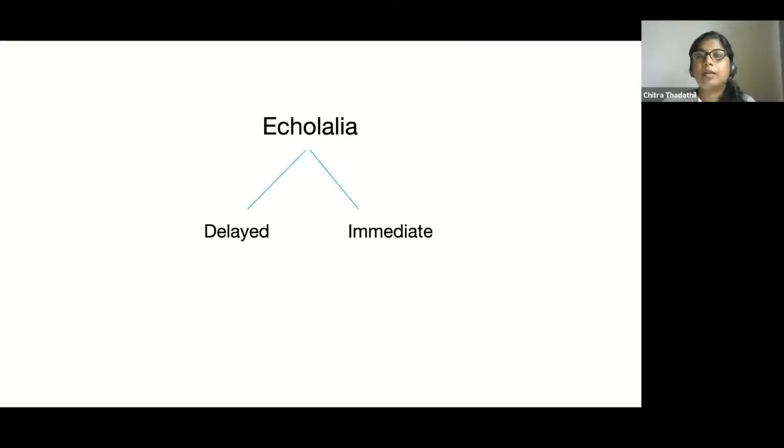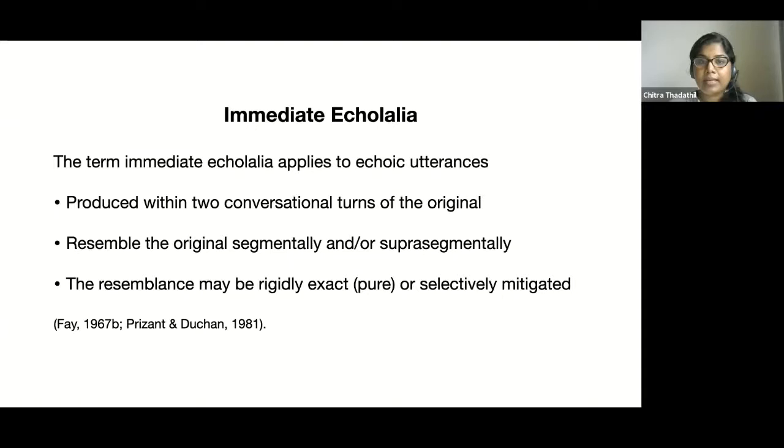Now, echolalia can be delayed or immediate. Immediate echolalia has this as a definition, and I'm going to explain it to you. The term immediate echolalia applies to echoic utterances produced within two conversational turns of the original. For example, I ask the child, "How are you?" And the child in return asks me, "How are you?" Now that is within two conversational turns, and that clearly defines echolalia which is immediate.